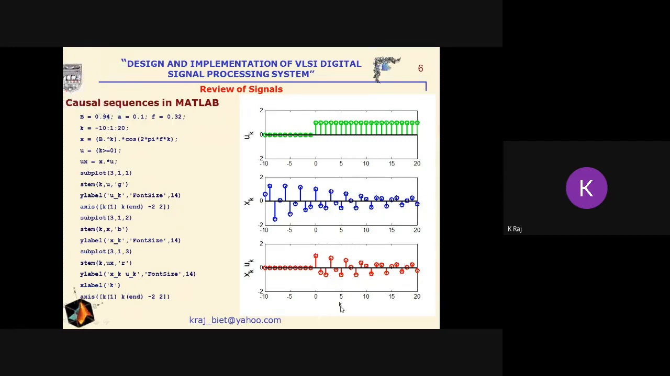So here on the x level we are writing the k, and the axis is defined from k1 to k, that is from the initial value to the final value, and y is minus 2 to 2. So in each and every case it is minus 2 to 2, minus 2 to 2, and minus 10 to 20 here. So this is the way by which we can generate the sequence.